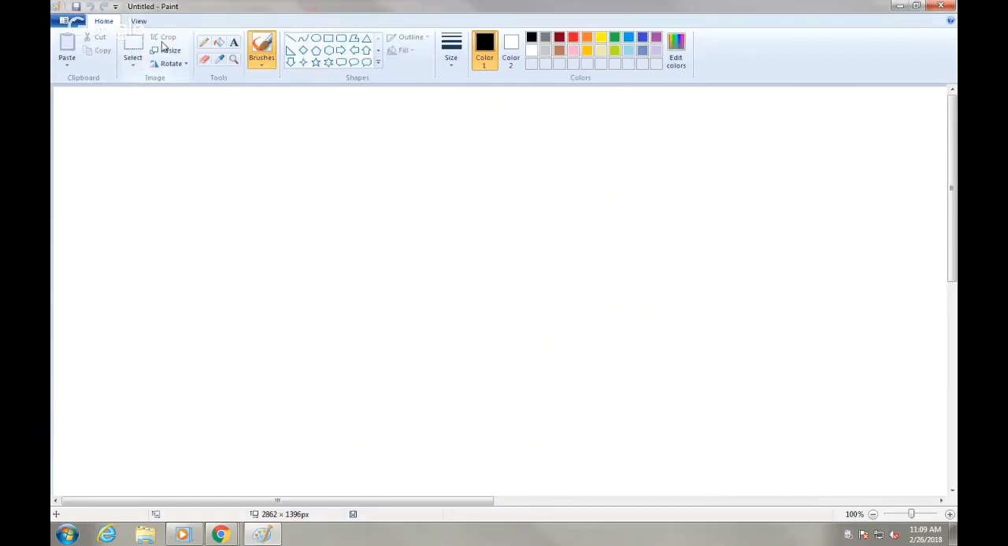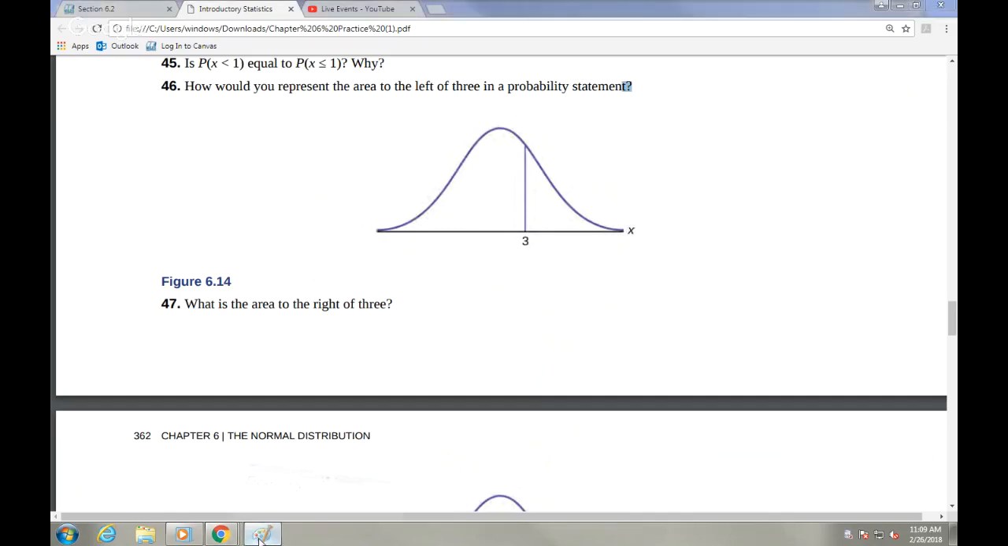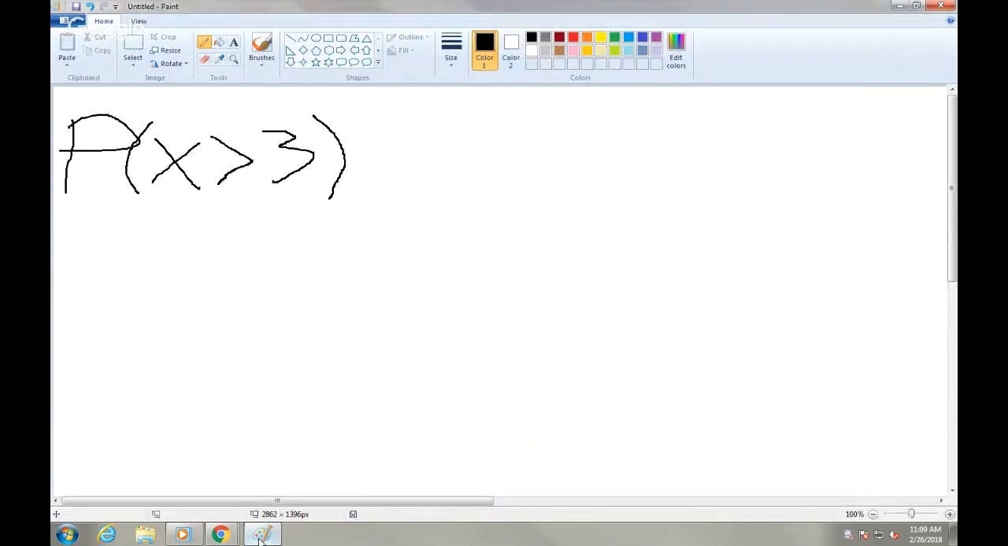So really, all they want us to say here is that the area is the probability that x is greater than or equal to 3, doesn't matter about the equal to. That's what the area to the right of 3 represents. So it would probably be better to ask what does that represent, not what is it, because we don't know enough information to ask what it exactly is.